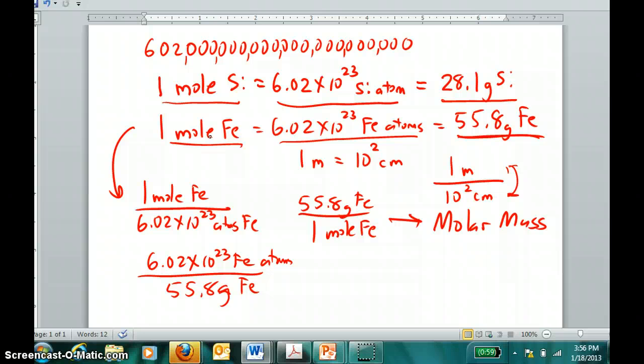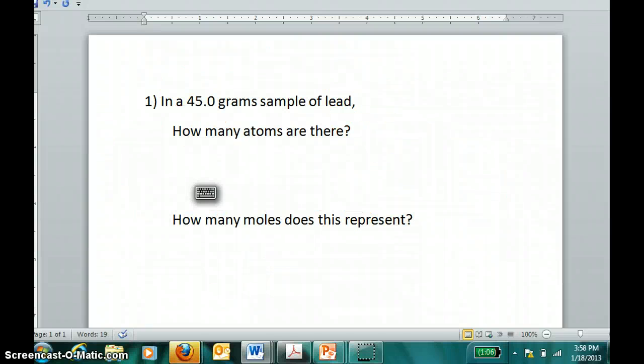And now for some examples. So now, what if I in fact had this kind of problem? In a 45-gram sample of lead, how many atoms are there, and how many moles does this sample represent? Well, what I strongly recommend you do until you get used to quickly and easily making these conversions is write out the Holy Trinity for the substance involved.